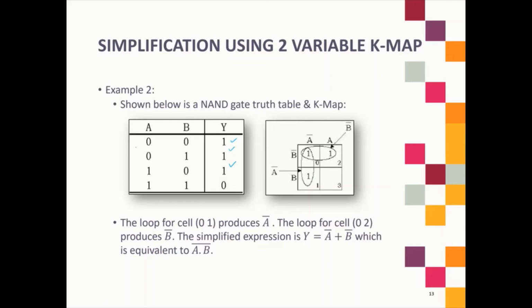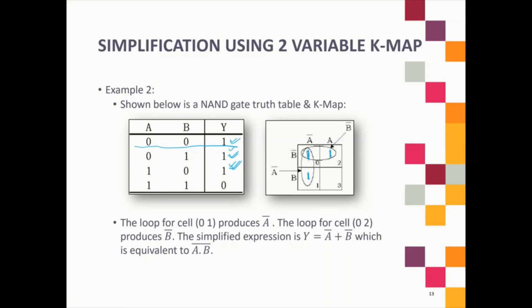For example, for the first output, 0, 0 is actually equal to A bar and B bar. And then the second one is A bar and B. And the last one is A, B bar. So you have 3 values, same as the values in your truth table.